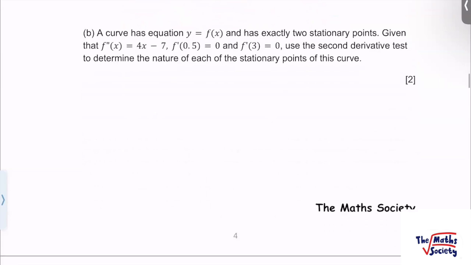And B says that a curve has the equation y equal to f of x and has exactly 2 stationary points. Given that f double prime x is equal to 4x minus 7, f prime 0.5 equals 0, and f prime 3 equals 0, use the second derivative test. So it's d squared y by dx squared, so we're going to do the second derivative. When x is equal to 0.5, that's 2 minus 7, so you get minus 5, which is less than 0. So that's going to be a maximum point.